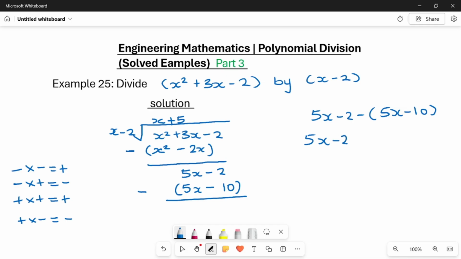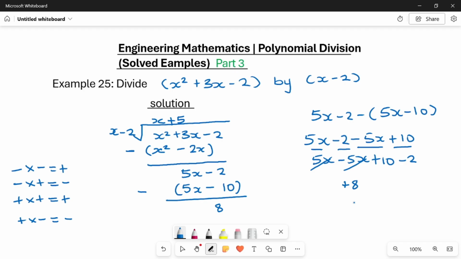So minus 5x, minus times minus, which is here, will give us plus 10. So when we collect like terms, we have 5x minus 5x, then plus 10, then the final one minus 2. So 5x minus 5x will cancel out, giving us 0. Then plus 10 minus 2 will give us plus 8. So we'll write it here, 8.